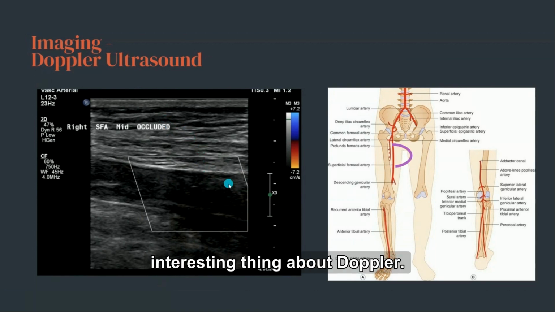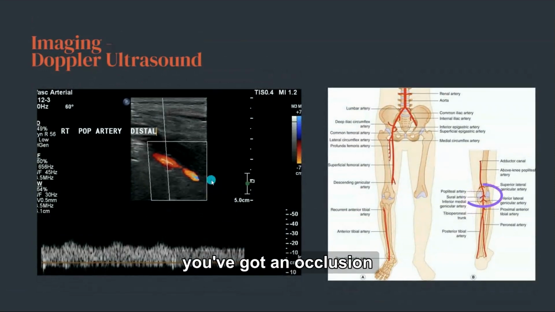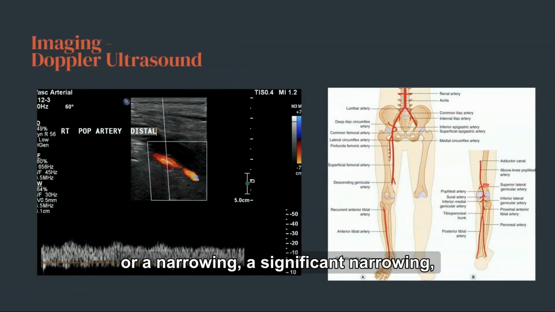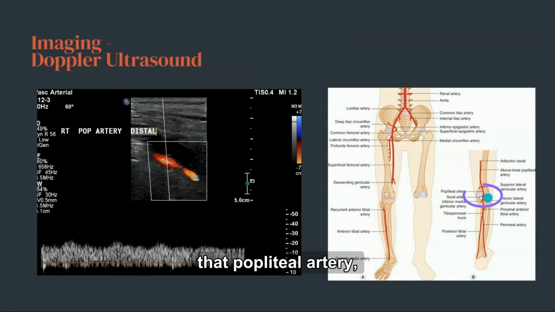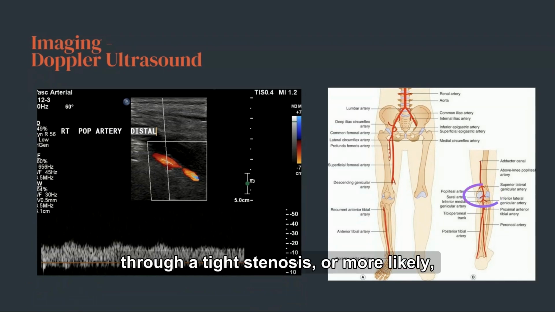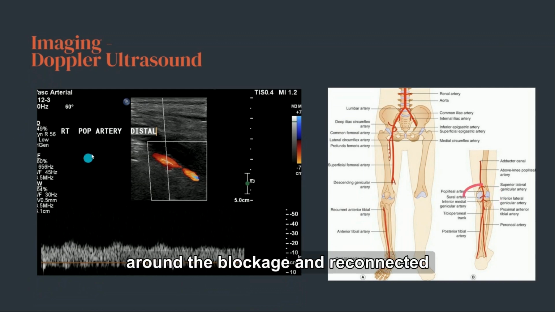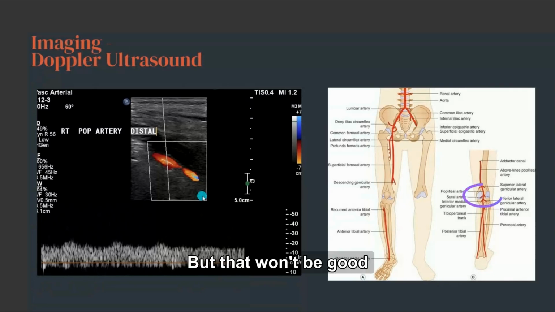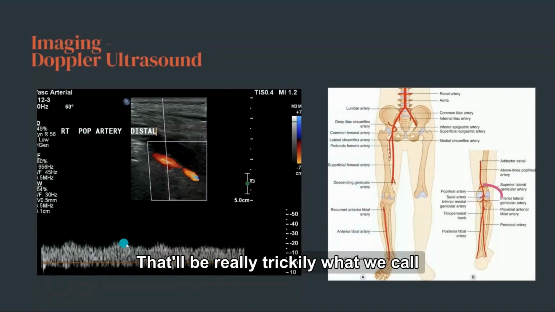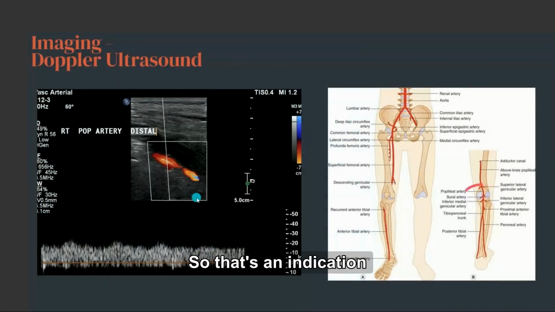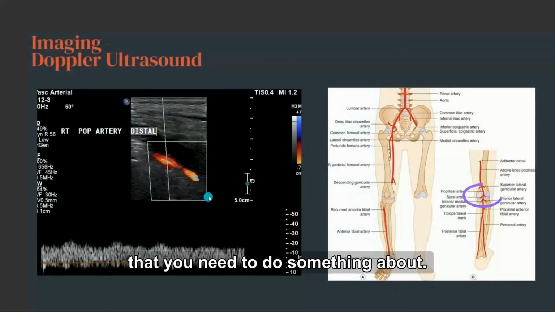Now, this is the interesting thing about Doppler. If you've got an occlusion or a significant narrowing, and you see that below that narrowing, so now in the popliteal artery, you've got some flow again, how did that get there? Well, it might be squeezing through a tight stenosis, or more likely, if it's chronic disease, new vessels will have formed around the blockage and reconnected with this popliteal artery. But that won't be good systolic, triphasic flow. That'll be really trickly, what we call monophasic flow. So that's an indication you've got a high-grade stenosis that you need to do something about.